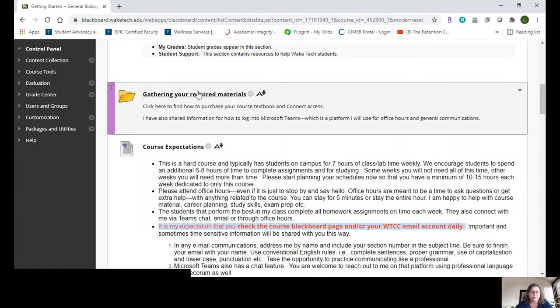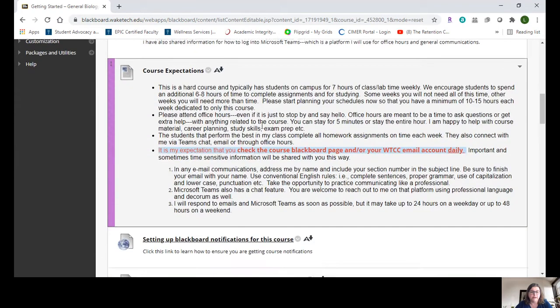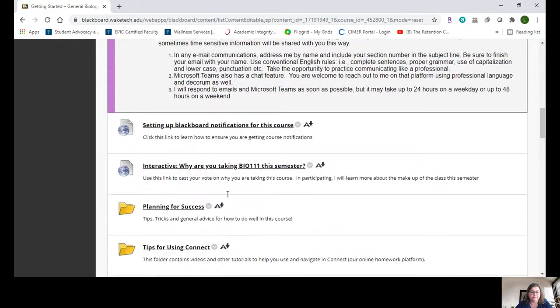As you scroll down, I've got some information about how to get the required course materials, and then just a little bit about general course expectations. Bio 111 is one of those really hard courses, and sometimes students aren't aware of the amount of study time that they will need in order to be successful in the class.